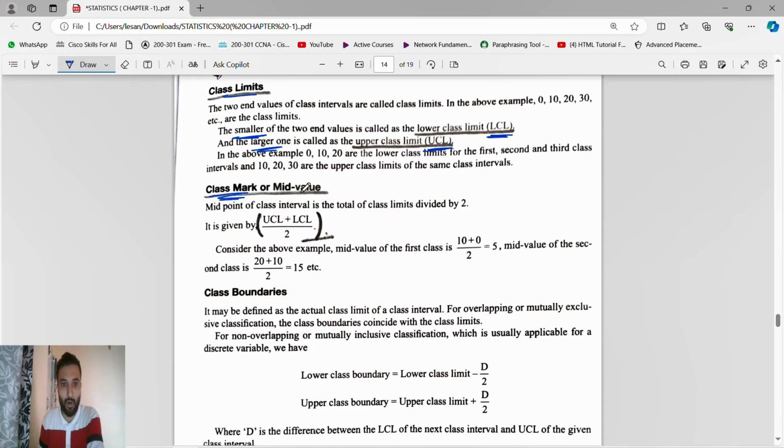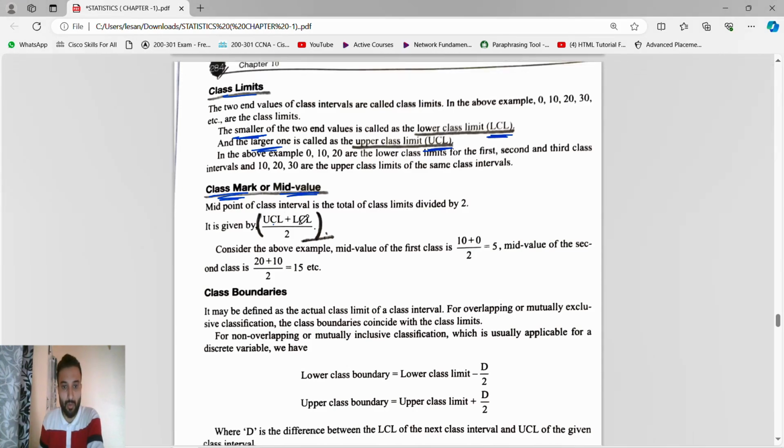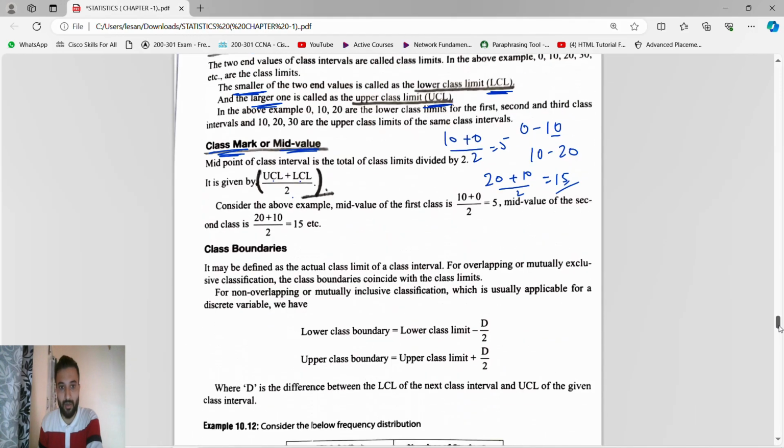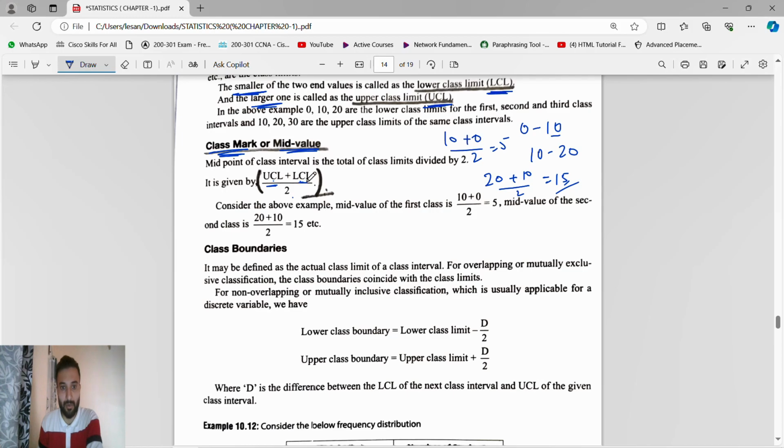Now class mark or mid value. We know mid value means upper class limit plus lower class limit divided by 2. Suppose we have 0 to 10, 10 to 20. Upper class limit 10 plus lower class limit 0, divided by 2, so 10 by 2 is 5. Here upper class limit 20 plus lower class limit 10 divided by 2, so 20 plus 10 is 30, 30 by 2 is 15. This is the class mark or mid value: lower class limit plus upper class limit divided by 2.